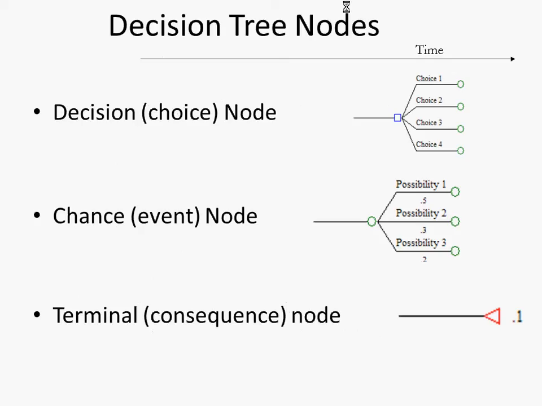So the first type of node is shown in blue and is shown in a square. And it's called the decision node. Here you're choosing between different choices. This is up to you, what the outcome here is. You have the choice to select choice 1, choice 2, choice 3, choice 4. It's under your control.